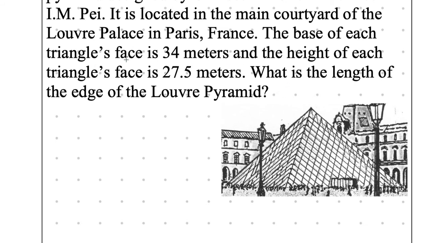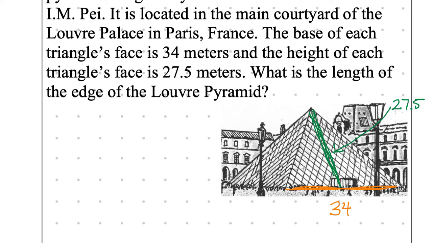Anyway, let's go ahead and annotate this problem. The base of the triangle's face, this base right here. You can't really see that. Maybe if I use yellow/orange. This length right there is 34 meters. The base of that triangle is 34 meters. And the height of the face of the triangle, so this height right here, is 27.5. So I'll say 27.5 for that length right there.